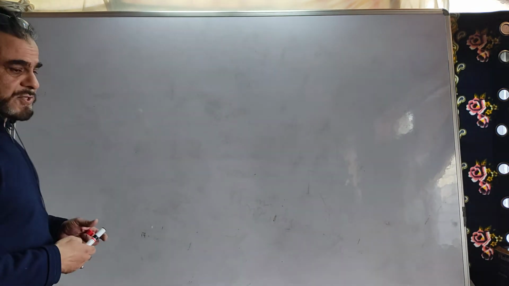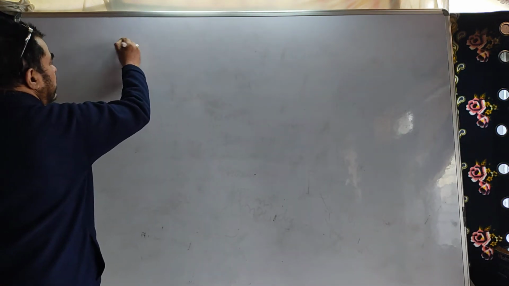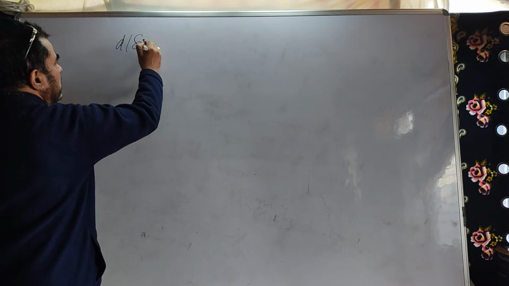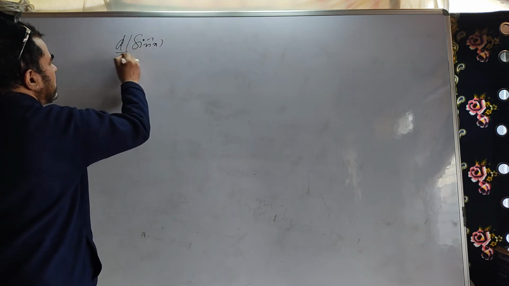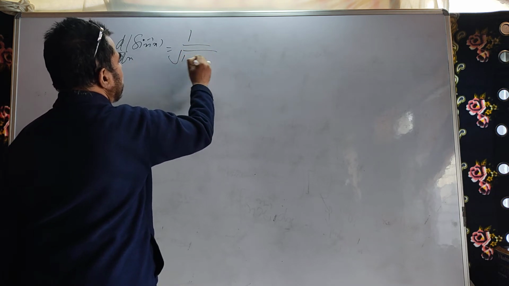Now, next we take inverse functions. You have the derivative of sine inverse x with respect to x. You know it is 1 by under root of 1 minus x square.